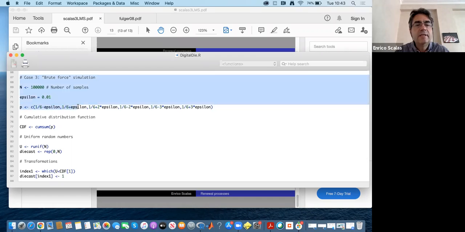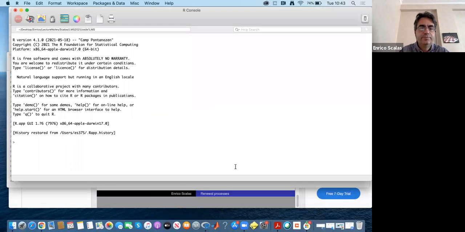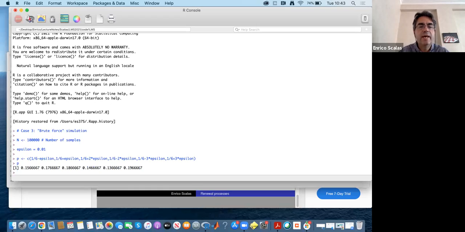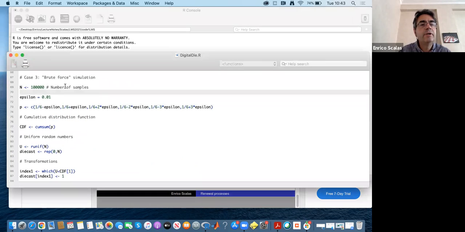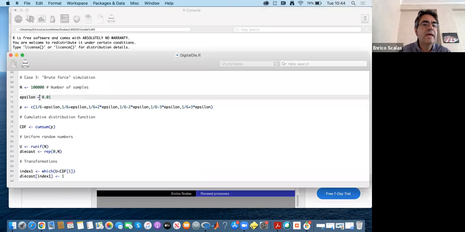Let us try and see what we get with these 3 first lines. Shape, and the sum of P, if I am not wrong, should be 1. Yes. Now, what you see here is the number of samples, which is 100,000 in this case, and then the assignment of a perturbation epsilon of the probability, which is 1/100. And then the target probability distribution, which gives probability slightly smaller than 1/6 to the outcome 1, slightly higher to the outcome 2, etc.